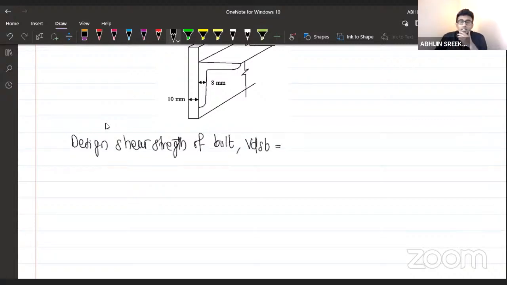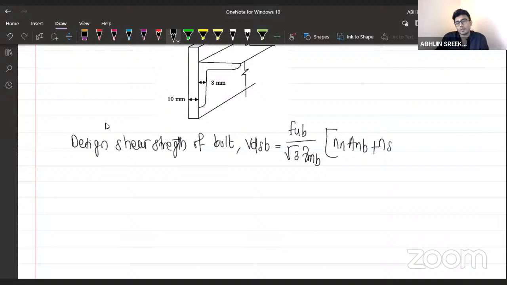How to calculate it? Nominal shear strength of the bolt divided by gamma MB, where gamma MB is the partial safety factor for the material, that is bolt, right? So we know how to calculate the nominal shear strength of the bolt, or I will write the equation directly. FUB divided by √3, into (Nn Anb + Ns Asb). I'll tell you what they are. So this is the equation given in our IS code for calculating the design shear strength of the bolt, right? Can you tell me what these terms are? What is FUB? Anyone?